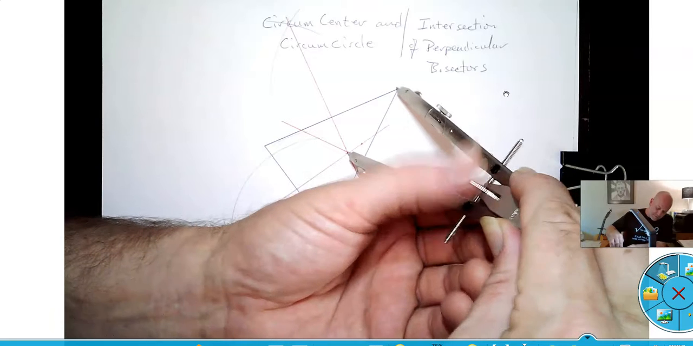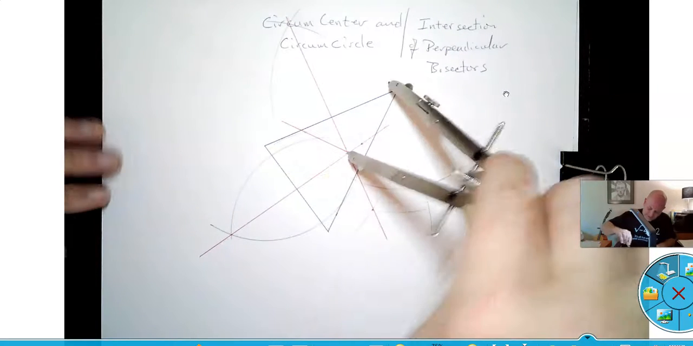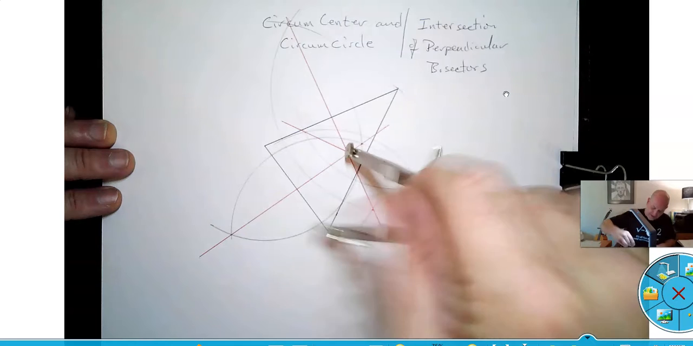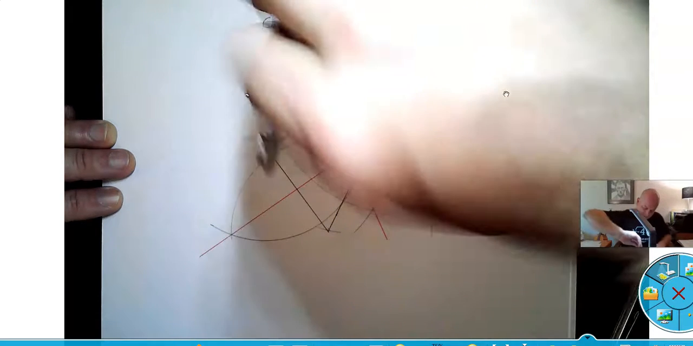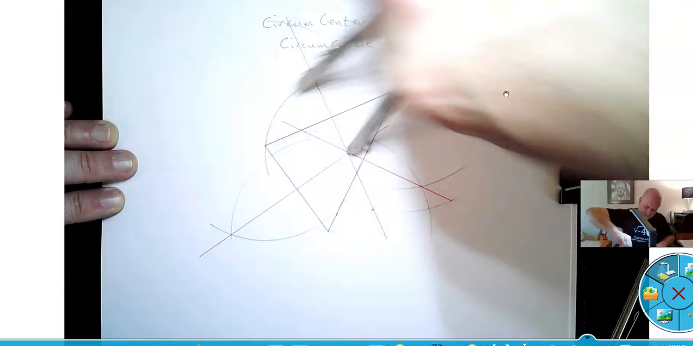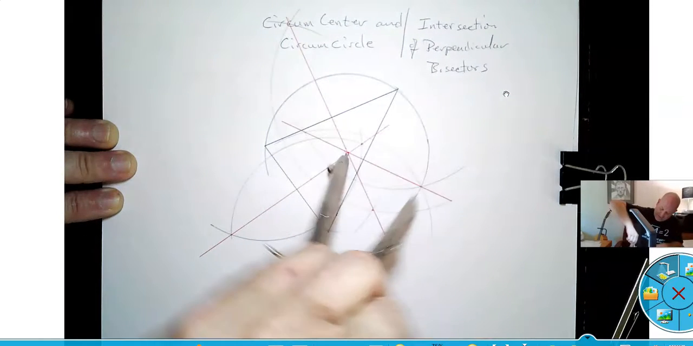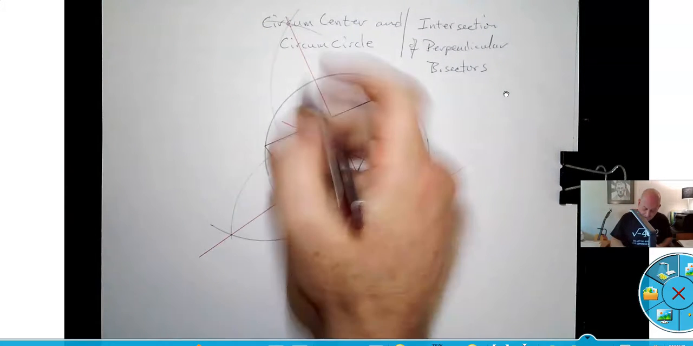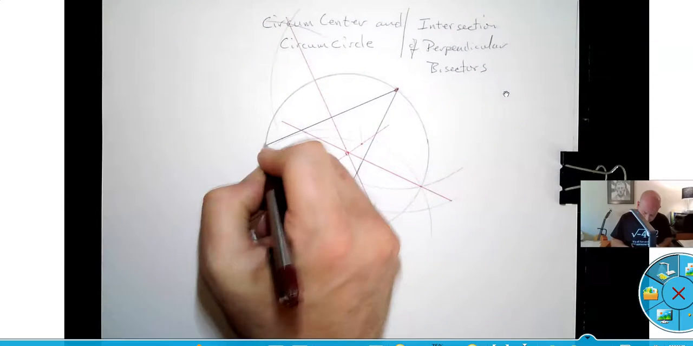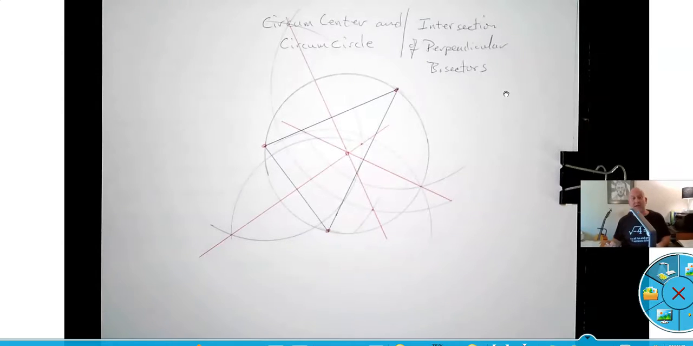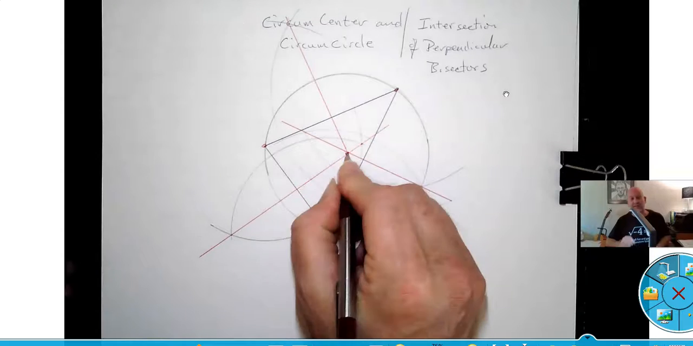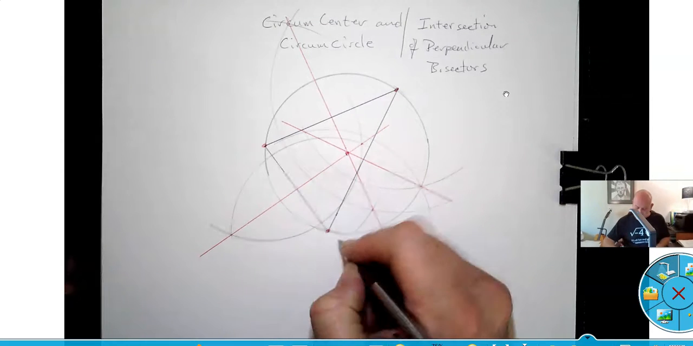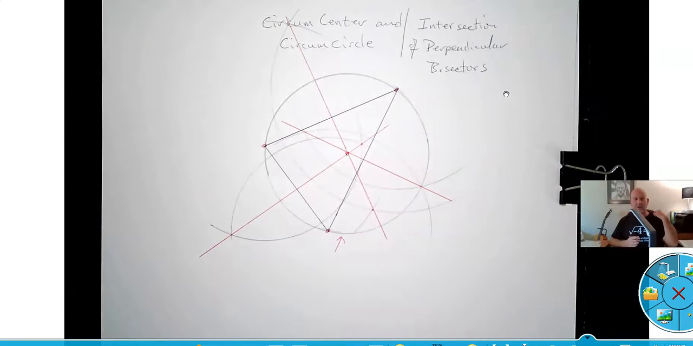Oh, too small. Here. Okay, so it goes through there. It should also go through this one and go through this one. And so there you go. If I go ahead and make the circle, this outer circle here touches each one of these triangle corners exactly once, right? And this is the center of the circle that does that. That's what the circumcenter is. The circumcircle is the actual circle once you draw that, right? So that's kind of fun.